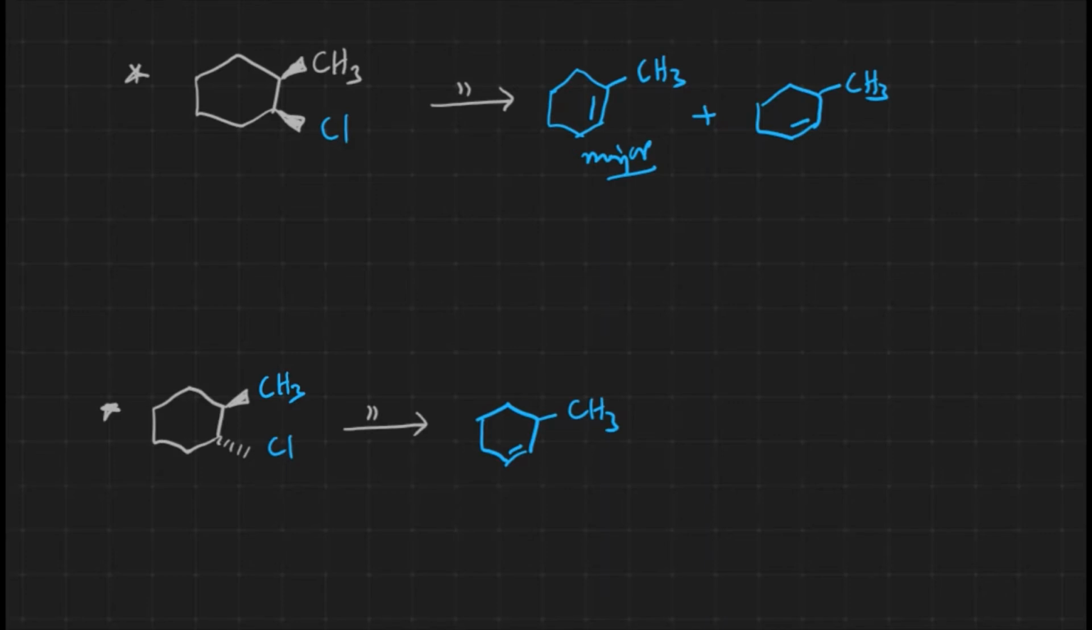Cyclohexane in a chair form, right? Let me take the cyclohexane in the chair form over here. Now, what are the 1-2 positions over here? 1-2 cis, right? 1-2 cis means what? AE or EA, right? Axial equatorial or equatorial axial. Let me take chlorine over here in axial position, because the diaxial arrangement is favorable for the elimination.